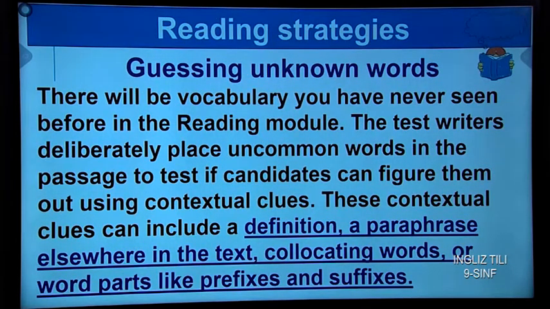So, our next strategy is guessing unknown words. How do you guess unknown words? They will be vocabulary you have never seen before in the reading module. The test writers deliberately place uncommon words in the passage to test if candidates can figure them out using contextual clues. These contextual clues can include a definition, a paraphrase elsewhere in the text, collocating words, or word parts like prefixes and suffixes.